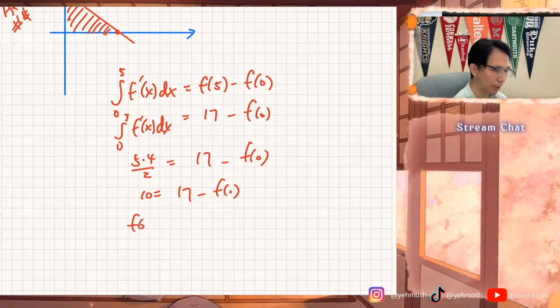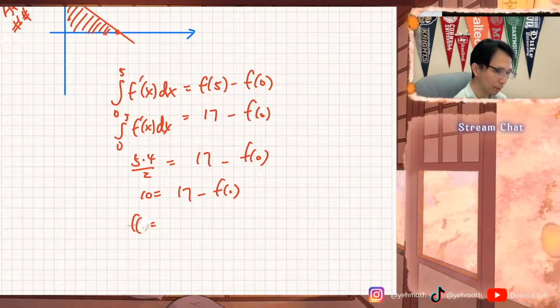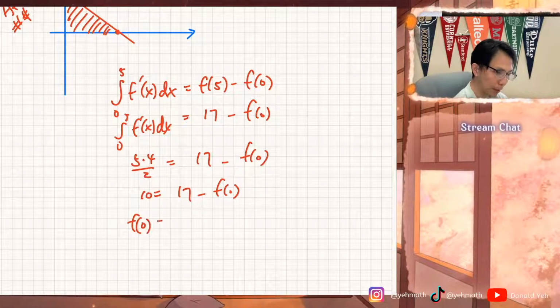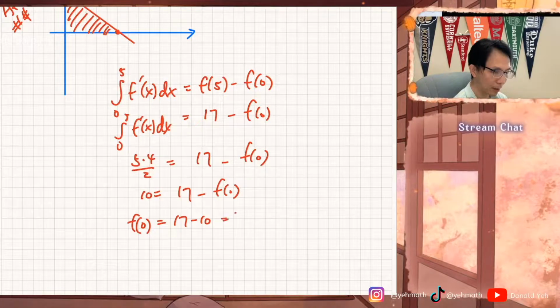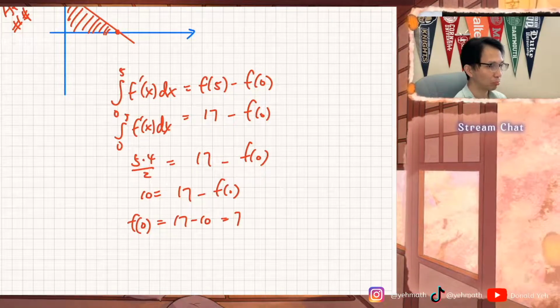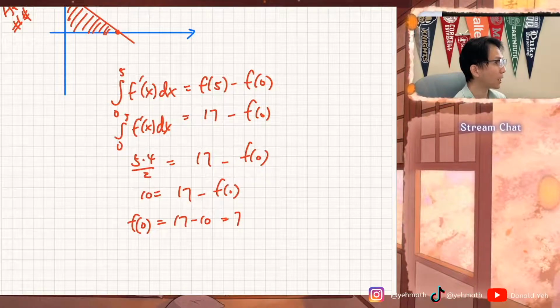So f of 0 is equal to 17 minus 10, which is equal to 7. And you just evaluate it. You don't even need to find equations.